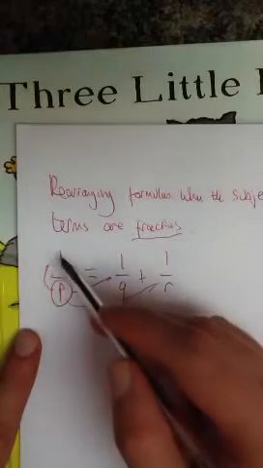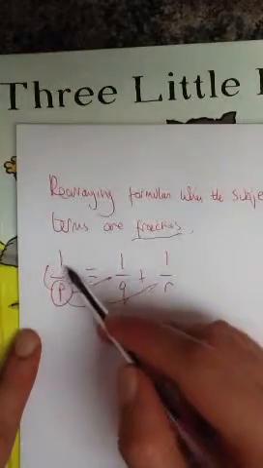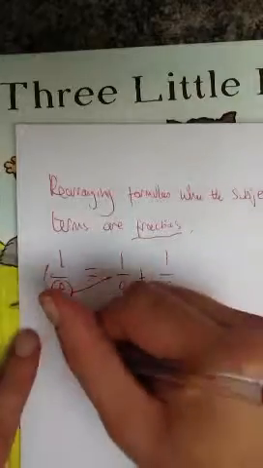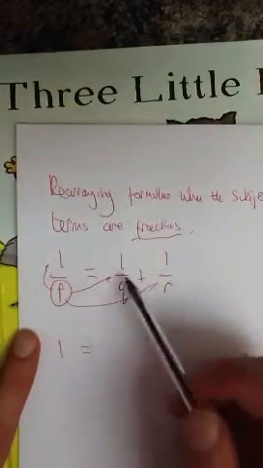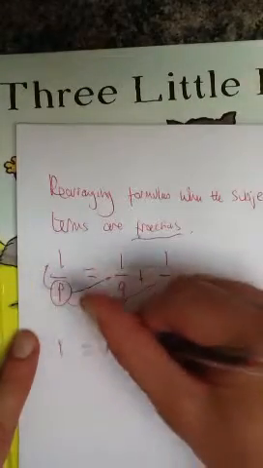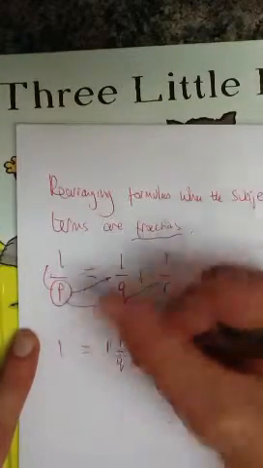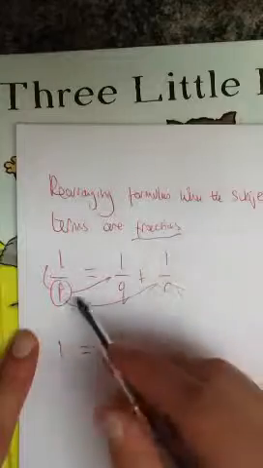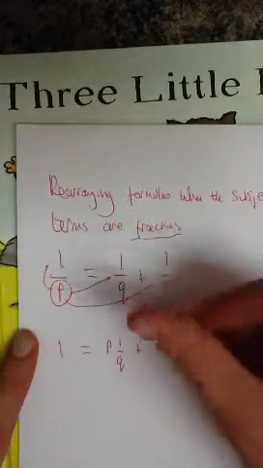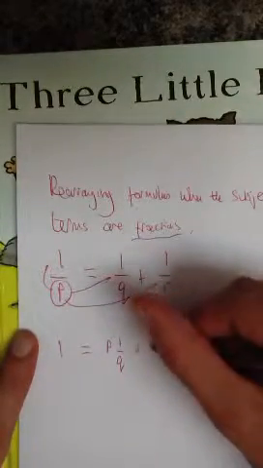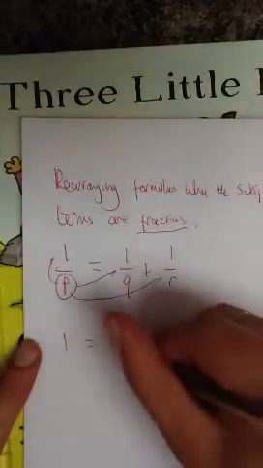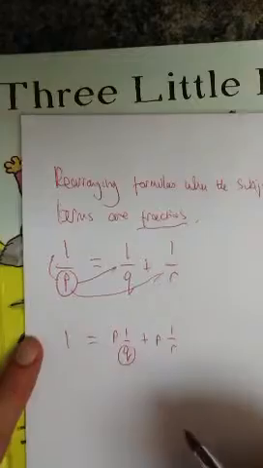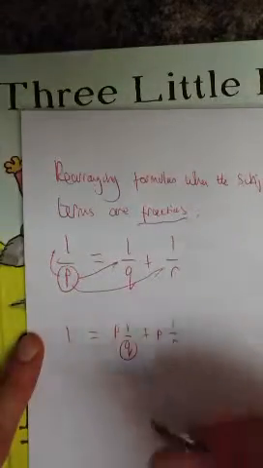1 over P times P would equal 1. Okay? P times 1 over Q would be P 1 over Q. And P multiplied by 1 over R would equal P 1 over R. We then need to do this with Q and R. But let's just do it with Q to begin with. Okay?